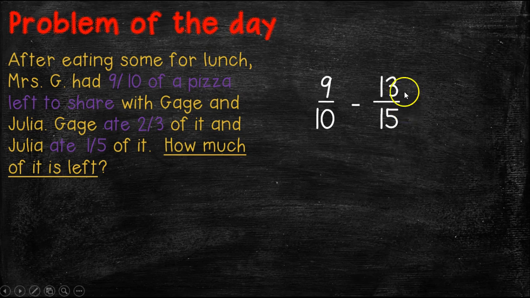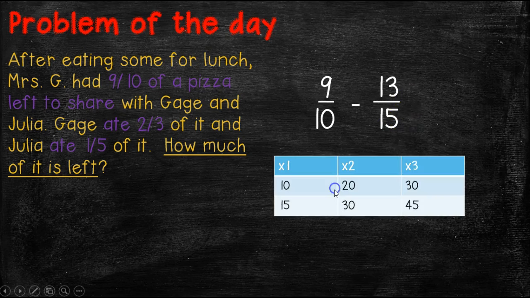So we have 9/10 minus 13/15. Here I'm going to use a different strategy, and I'm going to use the table. So I listed out my multiples of 10 and I listed out my multiples of 15, and I'm going to look for the least common multiple. Well, in this case it's going to be 30. So we're going to change the denominator up here and here to a 30.